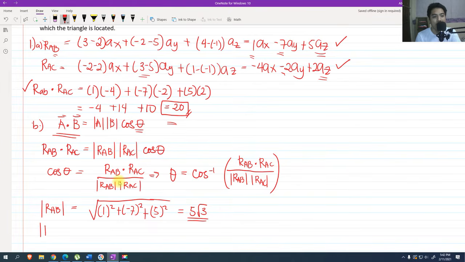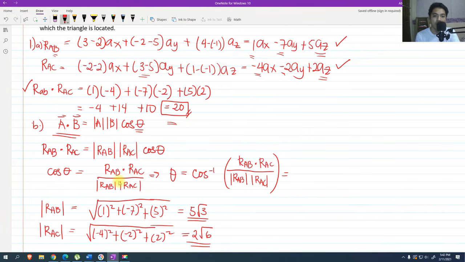Now we have to get the magnitude for RAC, the length of the vector RAC. So here we have negative 4. We have to get the square root of the negative 4 squared plus negative 2 squared, and then plus 2 squared. So getting that, we have 2 square root of 6.